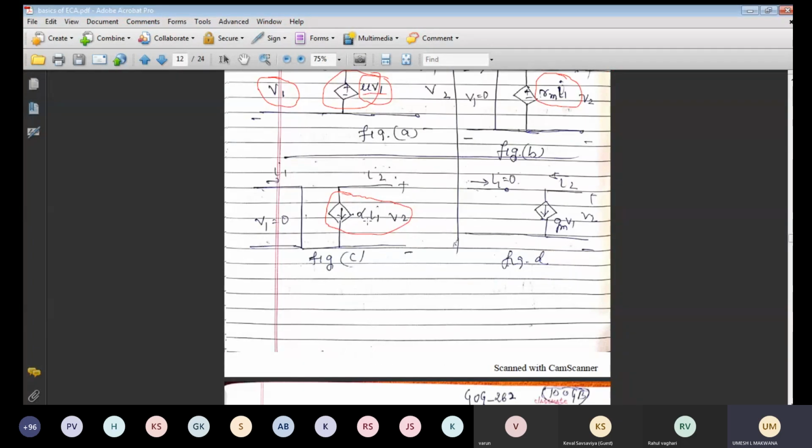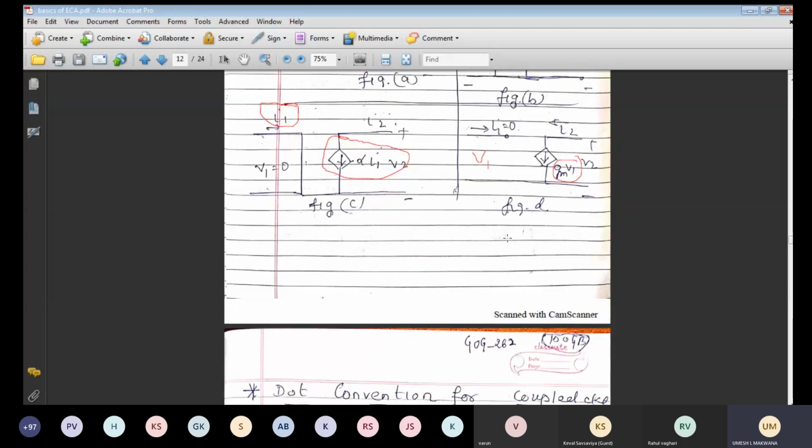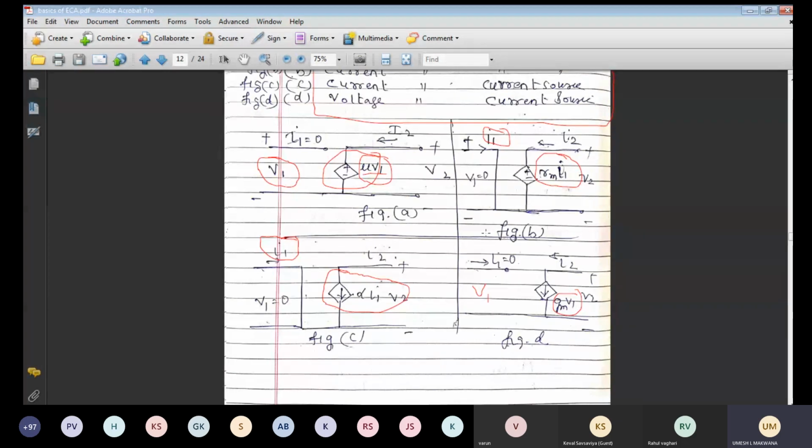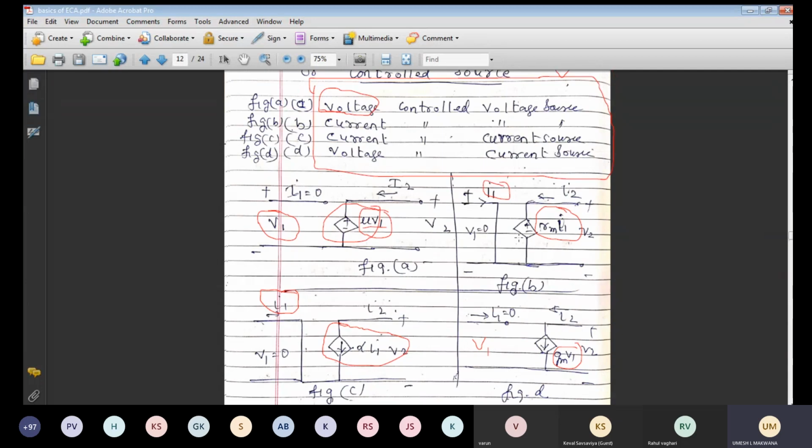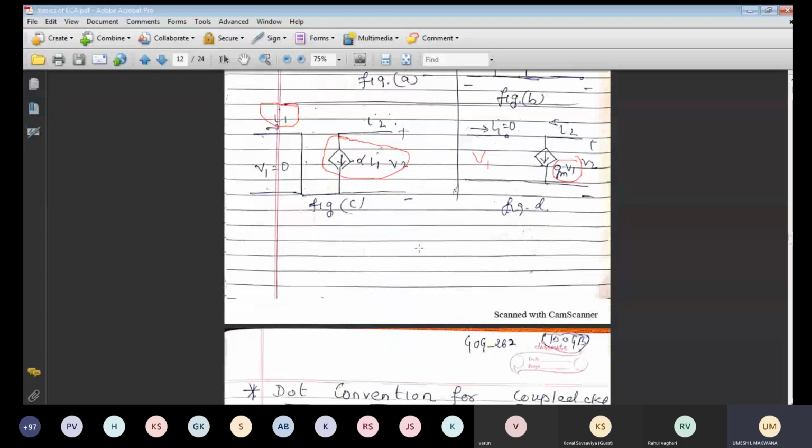Same way for the current source. Now I can say this is current dependent, known as the current dependent current source, and this is known as voltage dependent because it is V1. This source depends upon I1, and this source depends upon V1, the voltage V1 that I have written here. So there are four types of sources: voltage dependent sources and current dependent sources.